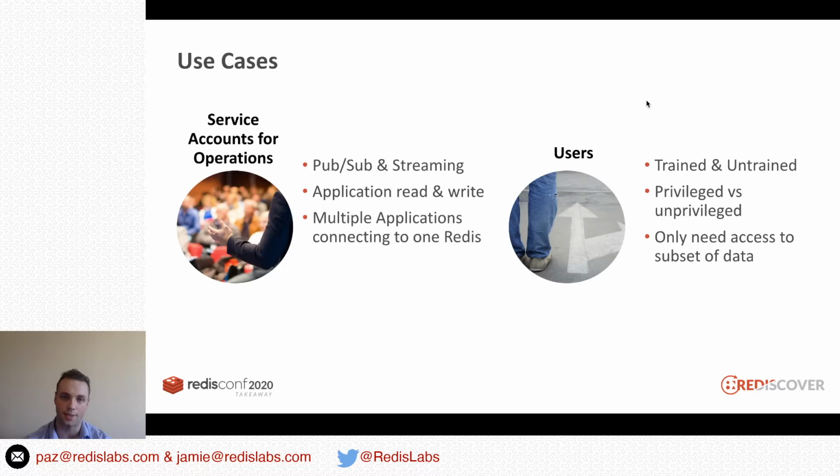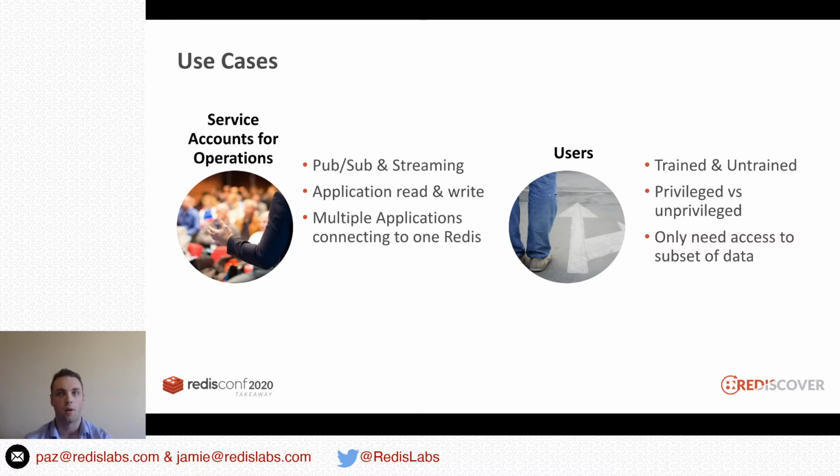So what are some use cases? Imagine a pub/sub pattern or a streaming pattern. In the streaming pattern example, you ensure that only your producers have the ability to write to the Redis database, while your consumers have the ability to read and acknowledge.